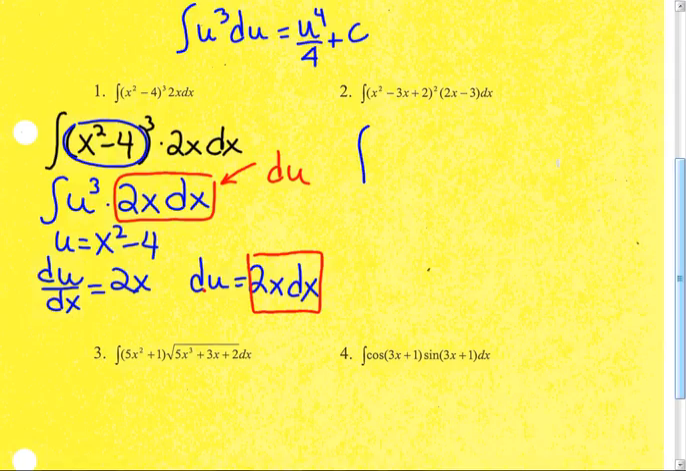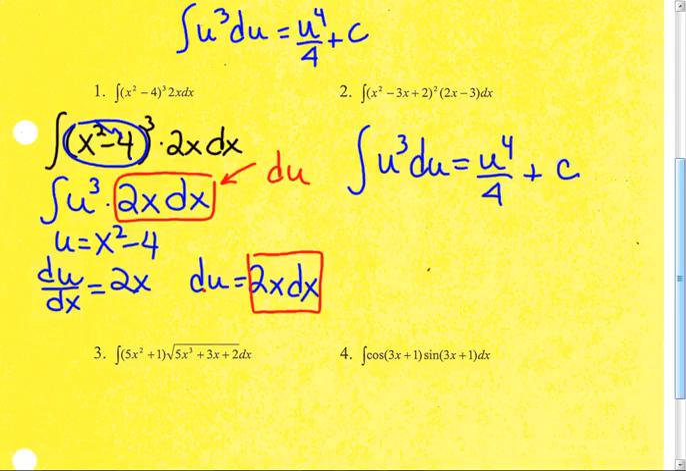I'm going to get the integral of u cubed, because u was x squared minus 4, replacing that with u to the third power, and 2x dx is the same as du. I did all the math right. I think I did. And that's equal to u to the fourth over 4 plus c.